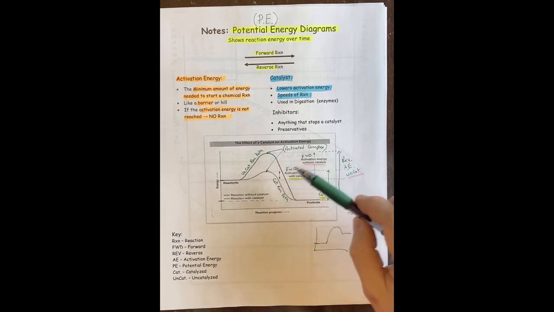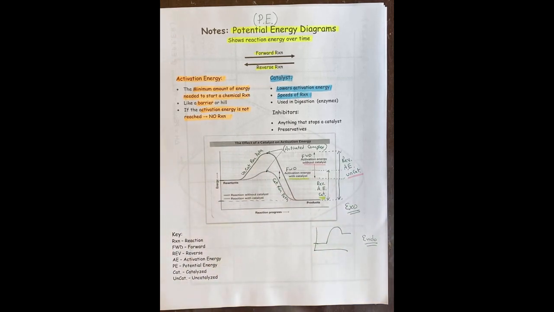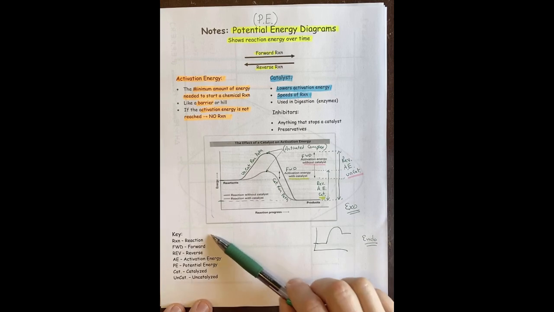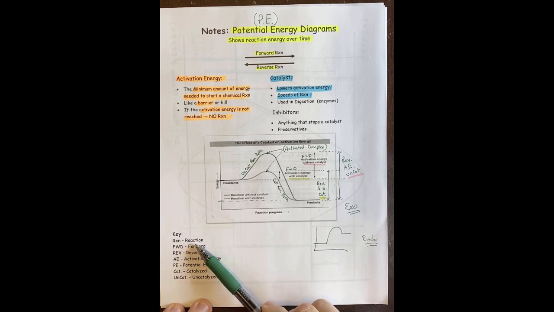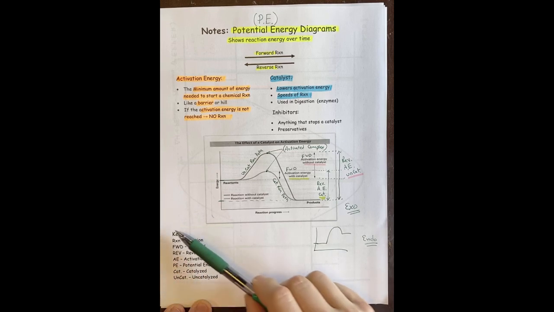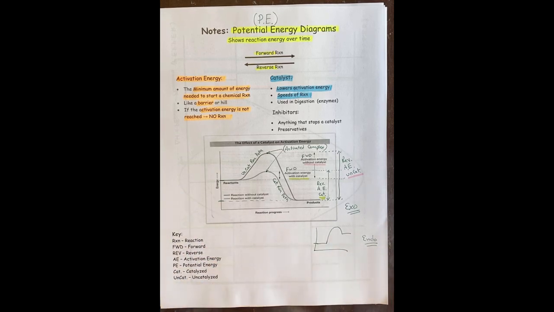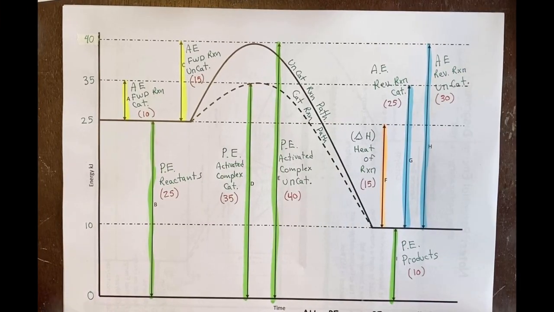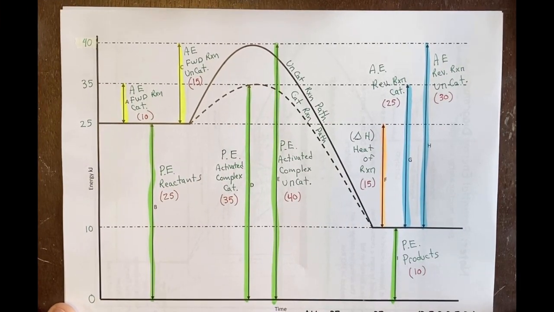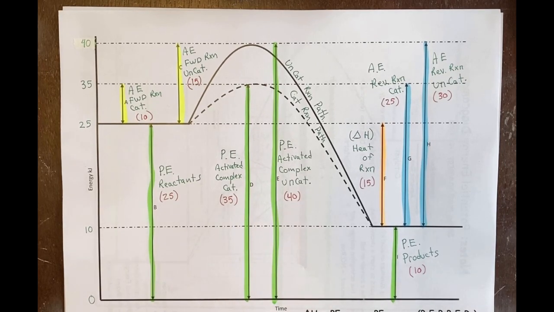Now with the abbreviations that I'm doing, I have a key here. This is how I'm going to be abbreviating it: reaction, FWD, REV, AE, PE, cat, and uncat, and here's what they all mean. So now let's look at a full PE diagram. This is what they look like. Okay, and I'm going to go over everything. Mine is color-coded. I want you to color-code and label yours as well.